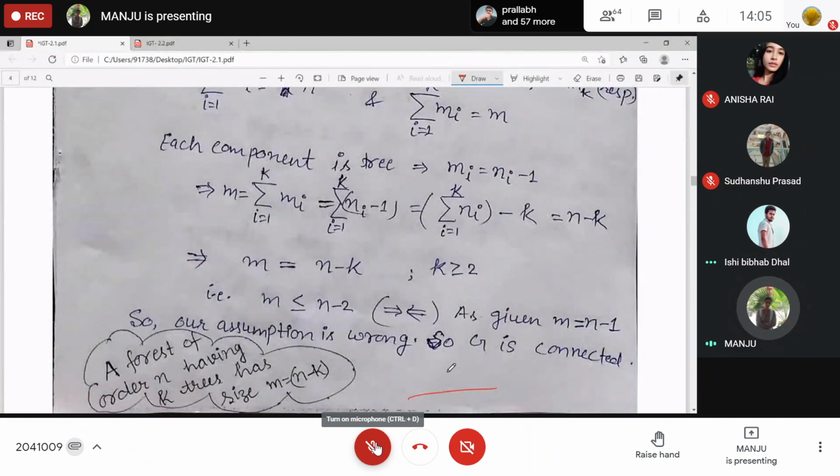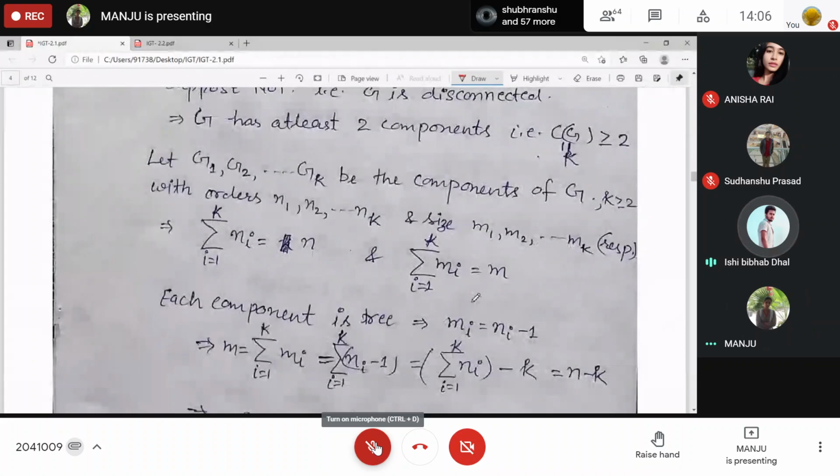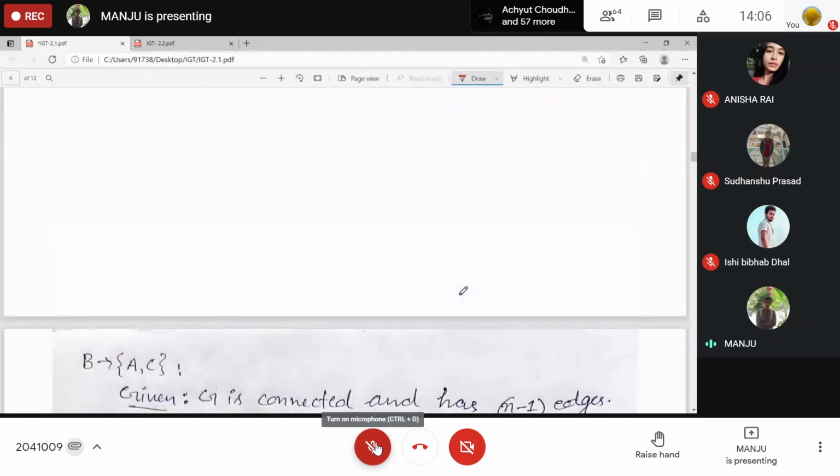I have completed up to here. The summation one, that is a little bit, G has at least two components rather than two. Yes, that I am coming to. First, I explained the first one by induction, right?